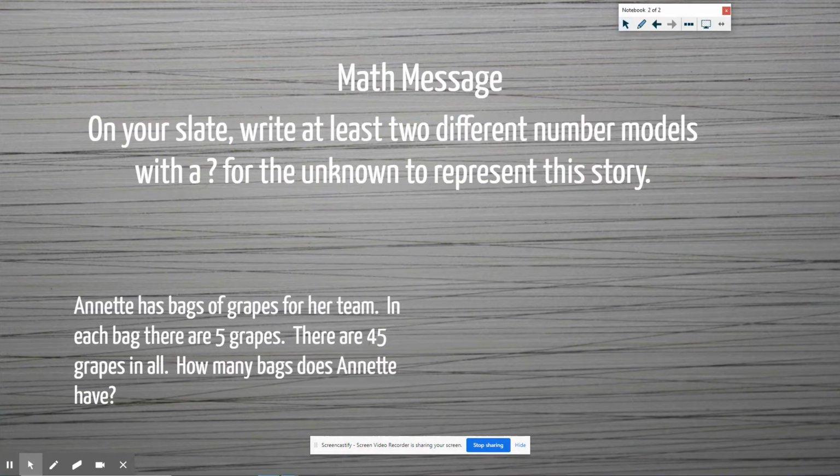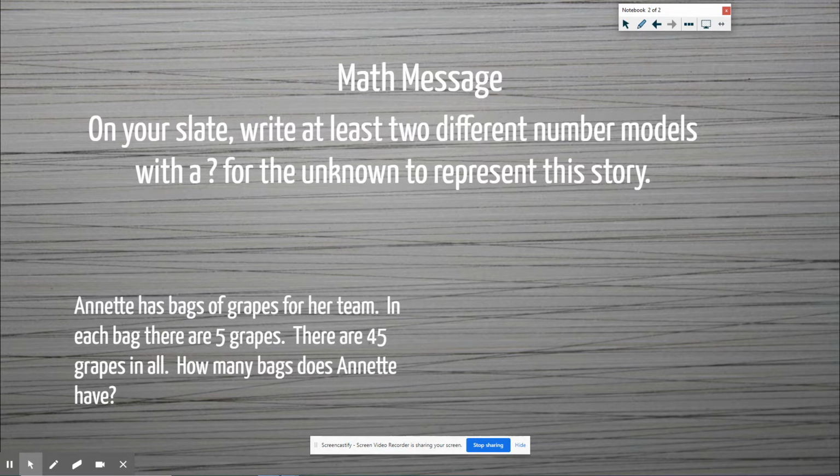All right, so on your board, I want you to think of at least two different number models with a question mark for the unknown to represent this story. So Annette has bags of grapes for her team. In each bag, there are 5 grapes. There are 45 grapes in all. How many bags does Annette have?